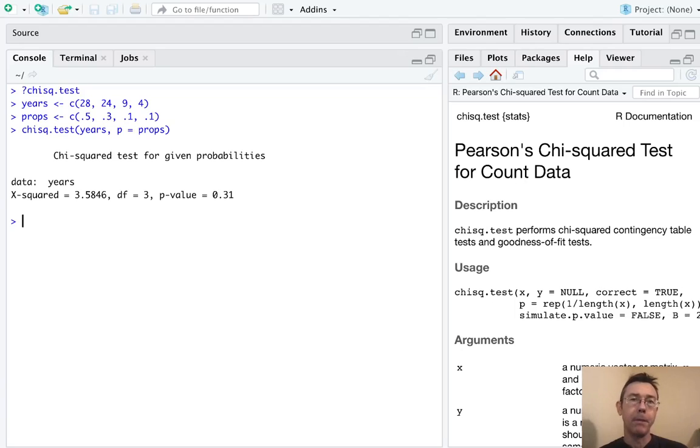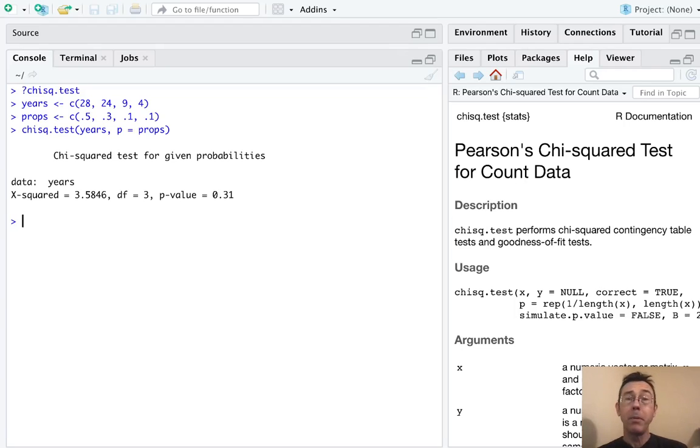test on it. So in this case, R is reminding us that we have 3 degrees of freedom corresponding to the 4 categories that we have, a chi-squared test statistic of 3.58, and a p-value of 0.31. These are all the same numbers that we got in the introductory video on chi-squared testing for goodness of fit.